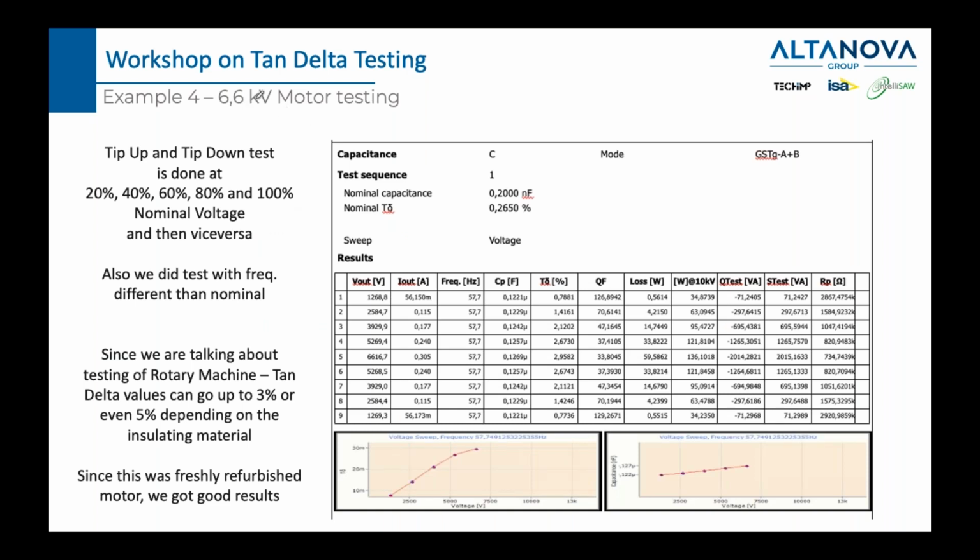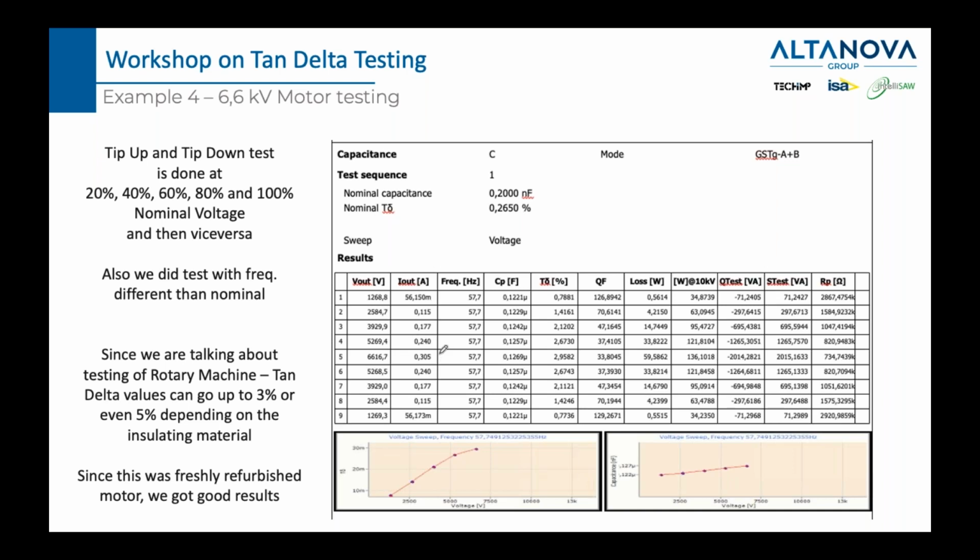Since this was 6.6 kilovolt motor testing, we did it at 20%, which is 1.2, and then 2.4, and then 4, and then 5.2, and then 6.6. This is tip-up. And then the tip-down are the same points, but just going down. You can see that the current increases, and here we reached 305 milliamps. Since I was not using any reactors here, this was my maximum.